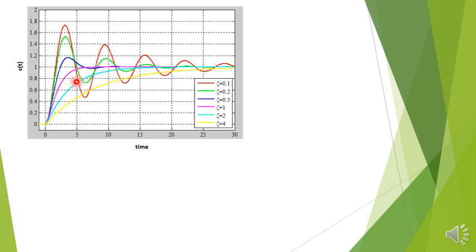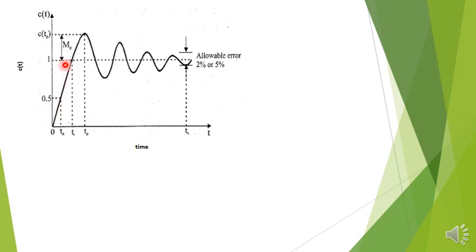In this we can generalize this as a single waveform. Based on the zeta value, the oscillatory waveform may increase or decrease in magnitude, or this oscillatory part vanishes and there will be only the exponential part. Now in this session we will concentrate on the time domain specifications, which are important for the designer to design a controller.